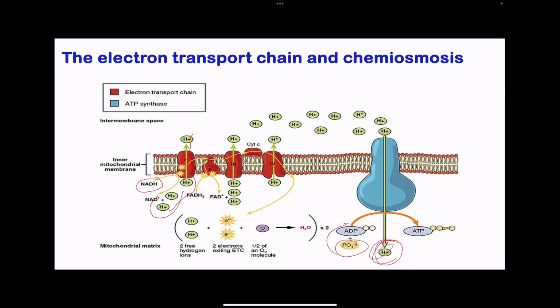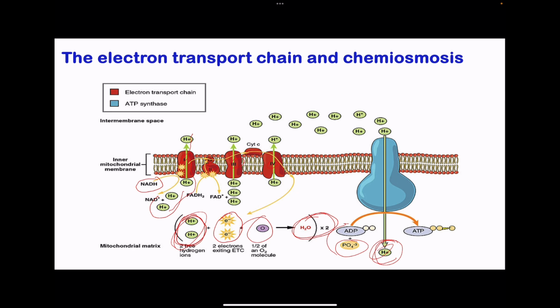Now these protons are going to be lower in energy, so the protons that have come back into the matrix, we see the electrons from the electron transport chain, the oxygen available, these are going to be combined to produce water, and that's the last product in aerobic respiration.